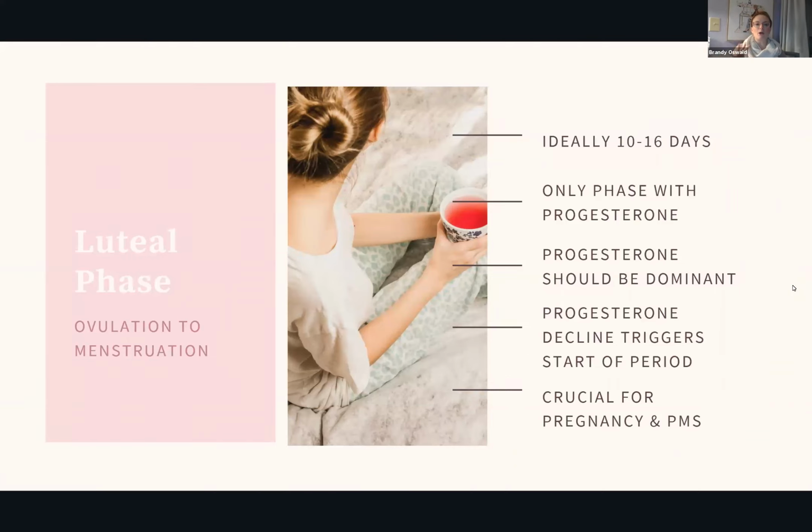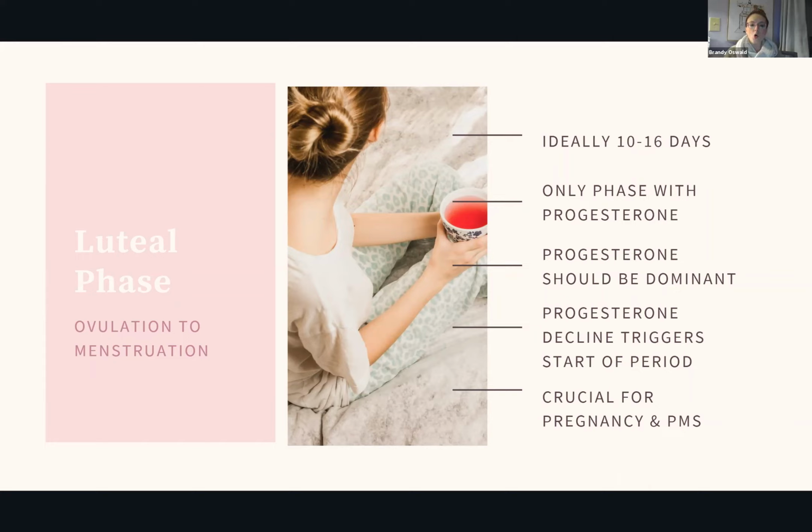Okay, and then we've got one more phase. This is the phase everybody hates. But this is the phase I love to work on with folks because it's the one that we shouldn't have to hate. It should feel really cozy, really relaxing. The luteal phase is the phase of our cycle from ovulation to menstruation. This phase is ideally 10 to 16 days long.